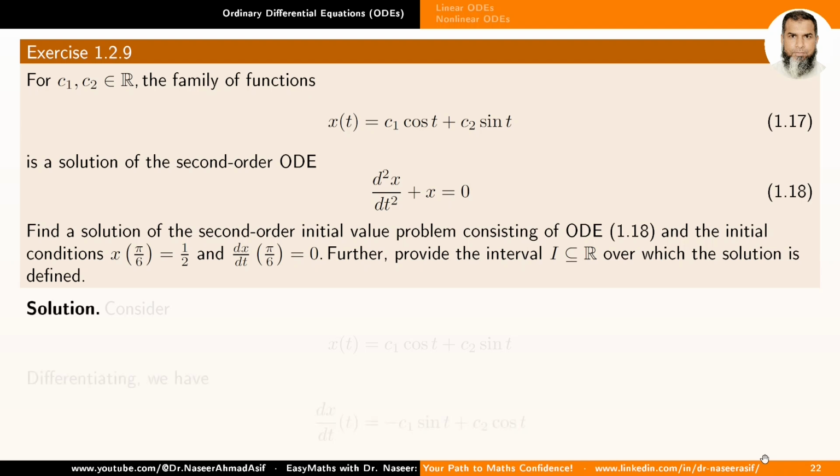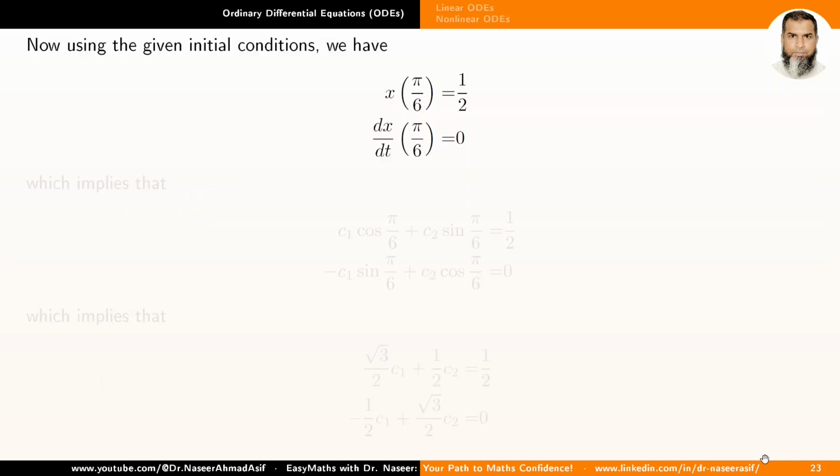Let's see the solution. Consider x of t is equal to c1 cosine t plus c2 sin t. Differentiating, we have dx/dt of t is equal to minus c1 sin t plus c2 cosine t. Now, using the given initial conditions x of pi by 6 is equal to 1 by 2, dx/dt of pi by 6 is equal to 0, we have c1 cosine of pi by 6 plus c2 sin of pi by 6 is equal to 1 by 2, minus c1 sin of pi by 6 plus c2 cosine of pi by 6 is equal to 0.